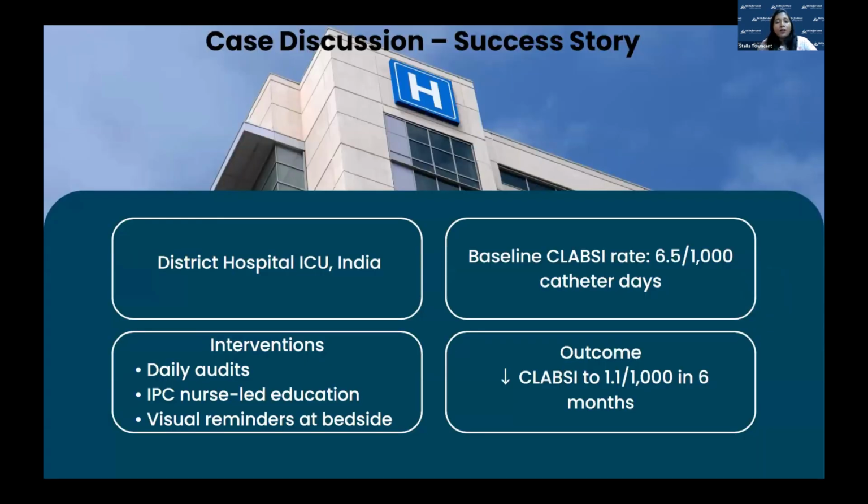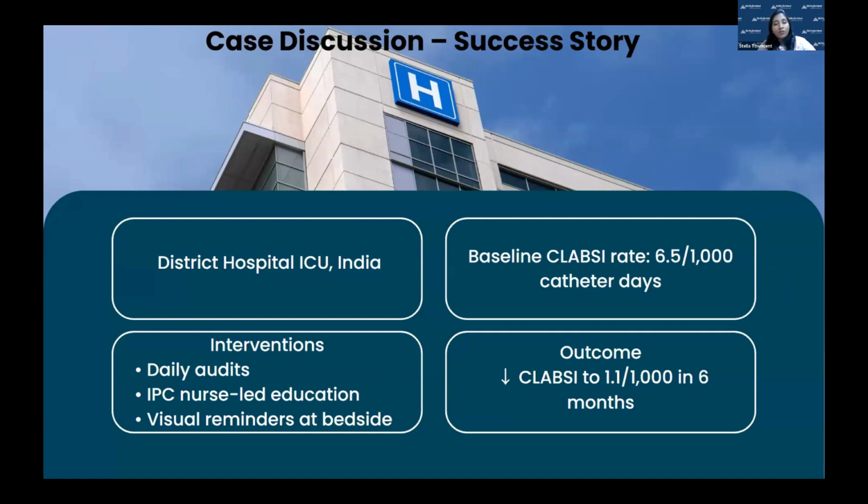So this is about the success story of one of the district hospital ICUs in India. What was the baseline CLABSI rate? It was 6.5 cases per 1000 catheter days. So what interventions did they do to resolve this? They did daily audits of the checklist they were using, and also daily audits of the nursing practices, how they were following.